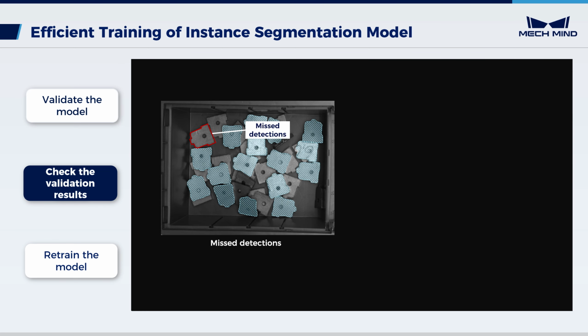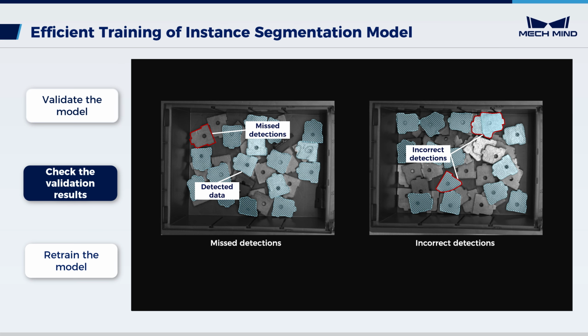If missed detections are found, additional labeling is required. Note that the entire image should be labeled, including both detected and missed instances. After that, add the image to the training set for retraining and validation. To address incorrect detections, post-processing is commonly used by setting a confidence threshold during model application. This helps filter segmentation results.